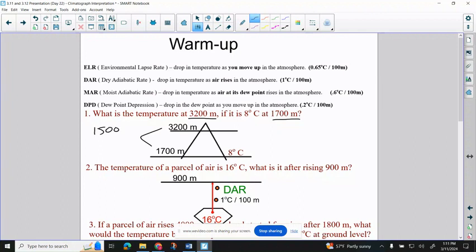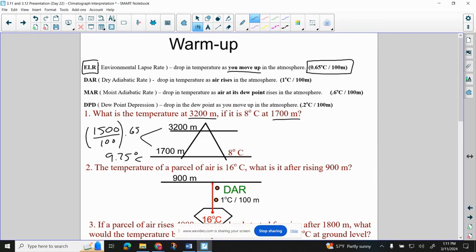Okay. Also, what we need to look at is the fact that you are moving up, and so because of that, you are going to use the ELR. And I gave you the ELR as 0.65 degrees Celsius per 100 meters. So we're going to take this 1,500 and divide by 100, and that's going to give us 15, which we'll then multiply by 0.65. If we multiply that out, we're going to get 9.75. That's how much the temperature will change as we move up.